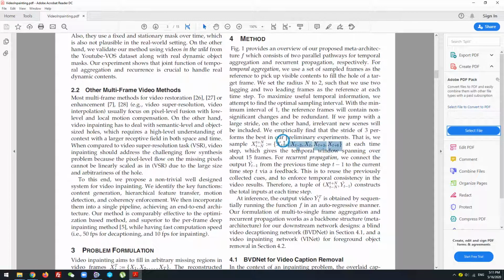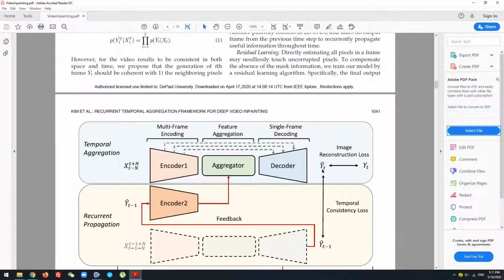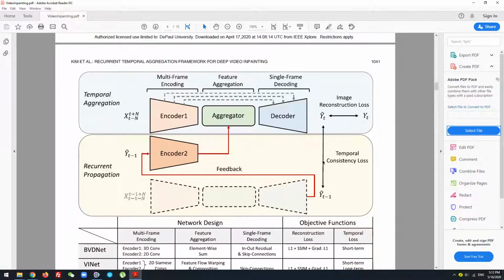After putting all 5 images into the encoder and running some neural network algorithms, they get a prediction frame. When he gets this one, they also take it as input to the aggregator. So when we generate the next frame, we use both the 5 frames here and the prediction frame calculated previously, so we can get a more accurate result.